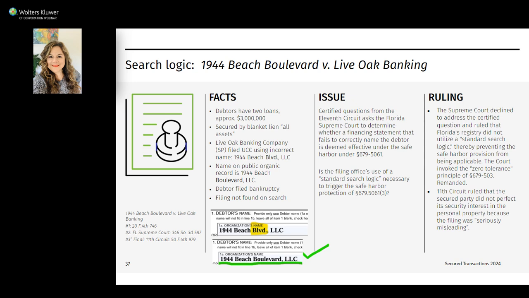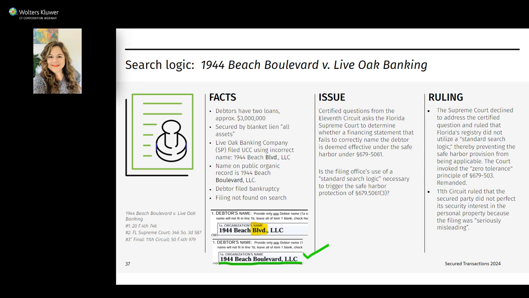They can't just go back and try to file a new UCC-1 on the same name when the bankruptcy has already ensued. What was the mistake that was made? Well, you can see it in yellow there. They abbreviated Boulevard, and Boulevard should have been spelled out. And so this search did not come out in the end. It didn't come out in the actual evidence.